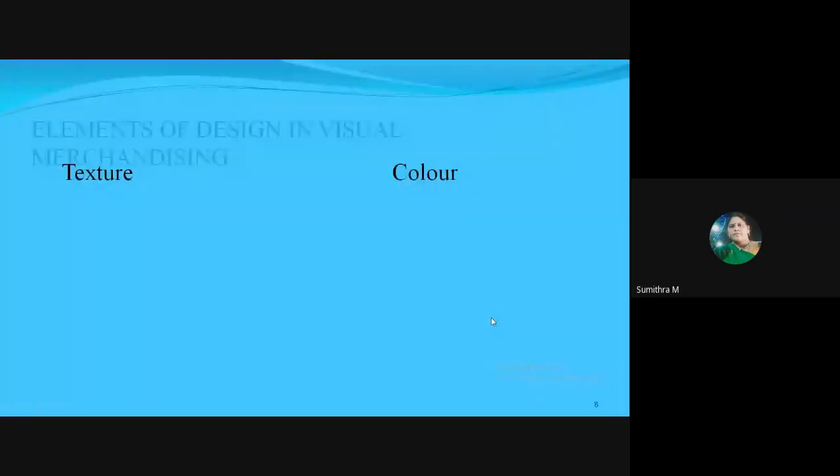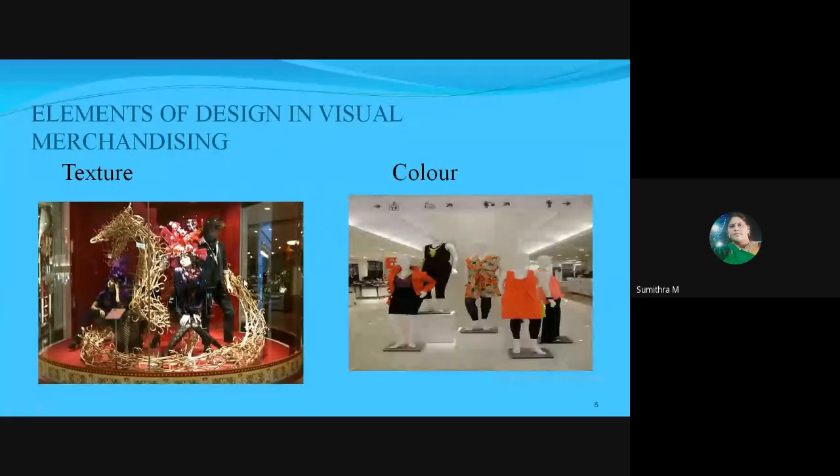Texture and color. Texture normally has two types. One is called visual, another one is called tactile. If it is a visual texture, we can identify it with the help of the eyes. Suppose you are not able to identify it with your eyes, you can go near that window display area and touch and feel what type of product that is. And if the customer is satisfied with that product, they can get that particular product. That's the main role of display. So texture plays a major role in visual merchandising display.